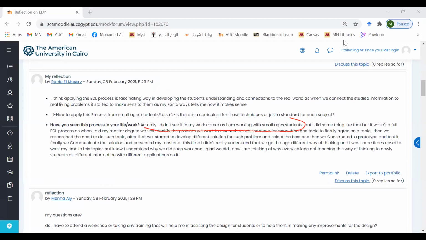The master's degree, final problem. Yes, so you are talking here about your work in the master's degree. Actually, the engineering design process may be like what?